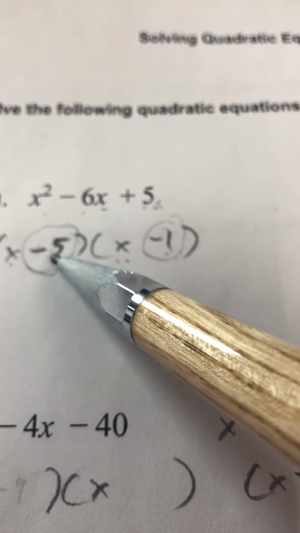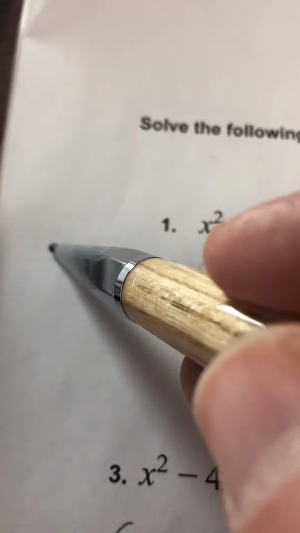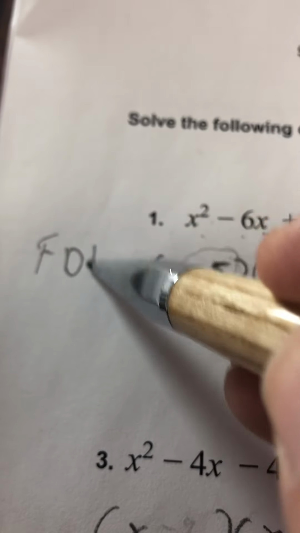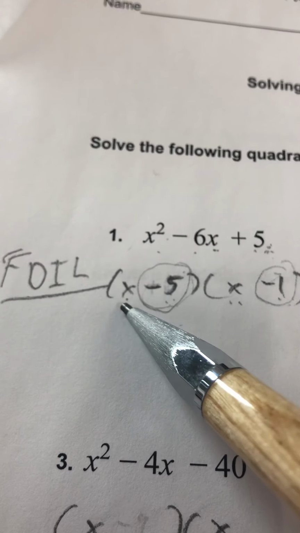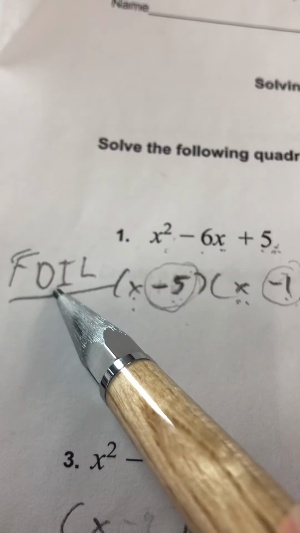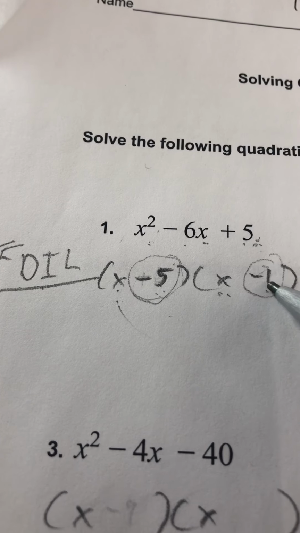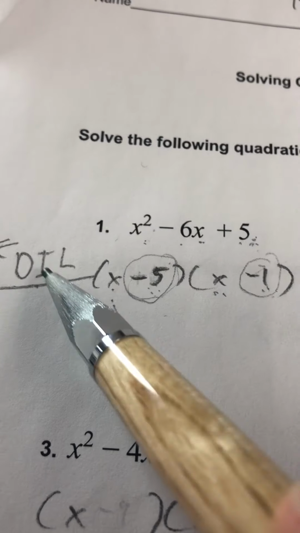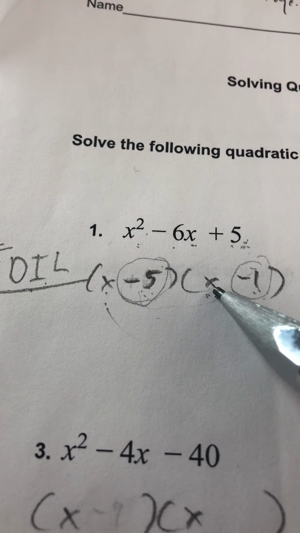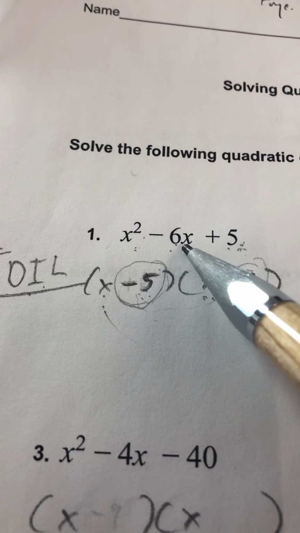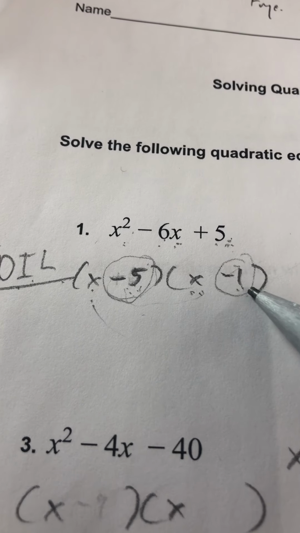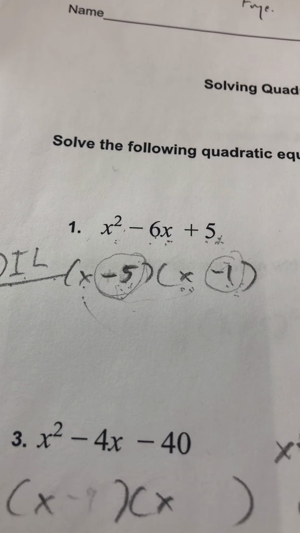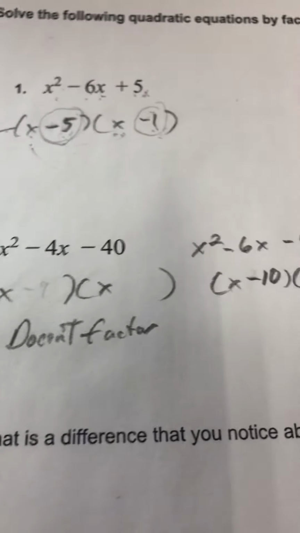When I add, remembering the FOIL method, the first times the first gives me the x squared. The outsides give me 1x, negative 1x, plus the inside, negative 5x. Negative 1x plus negative 5x gives me the negative 6x. And then the last, multiplying the 5 times the 1, the negatives, gives me the positive 5. So remember the FOIL method when you're doing these.